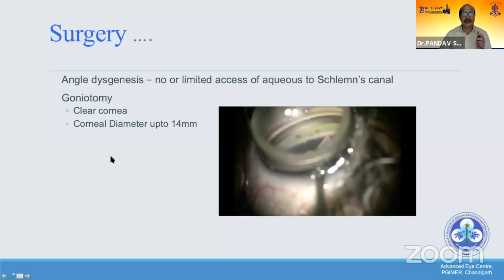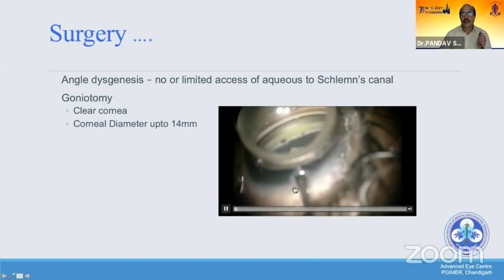So again, if there's not much angle dysgenesis, or the cornea is clear, then you can actually try a trabeculotomy, which is this video. I'll show you a small video of trabeculotomy again.